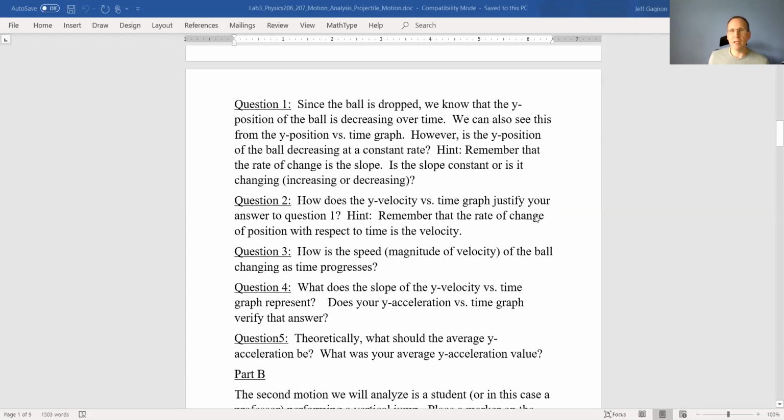So question 1 is, since the ball is dropped, we know that the y position of the ball is decreasing over time. We can also see this in the y position versus time graph, right? However, is the y position of the ball decreasing at a constant rate? Remember, the rate is the slope, right? So think about that.